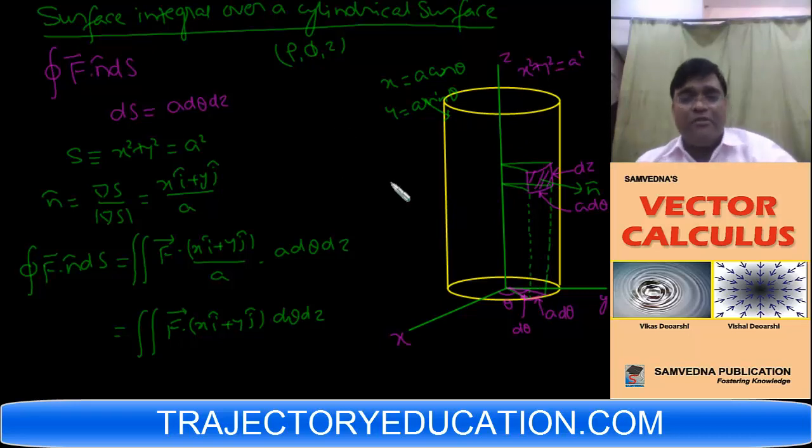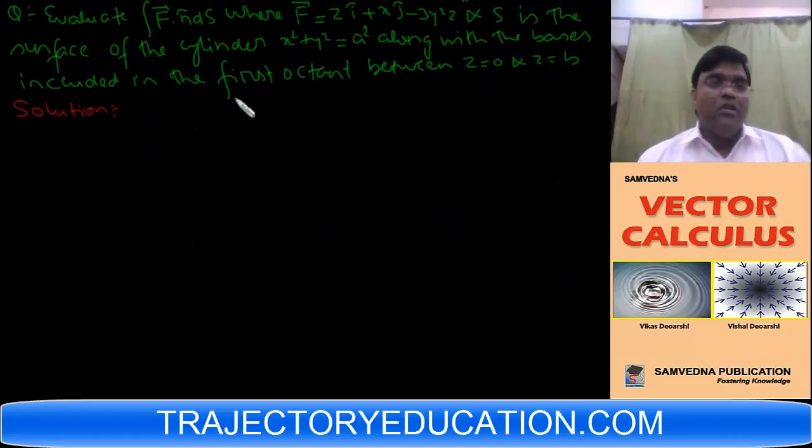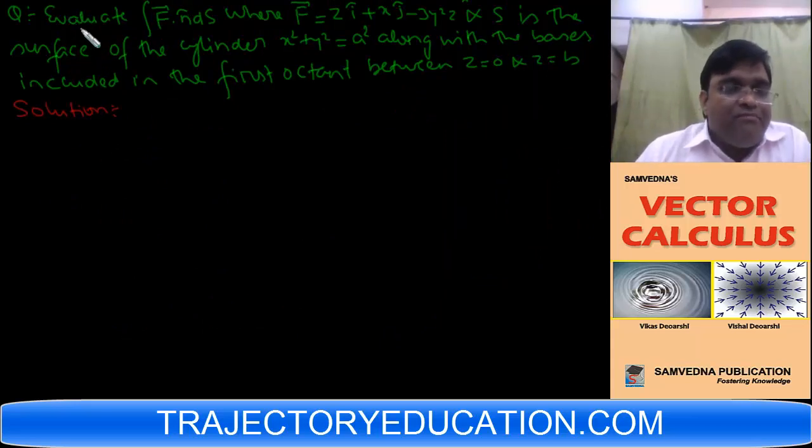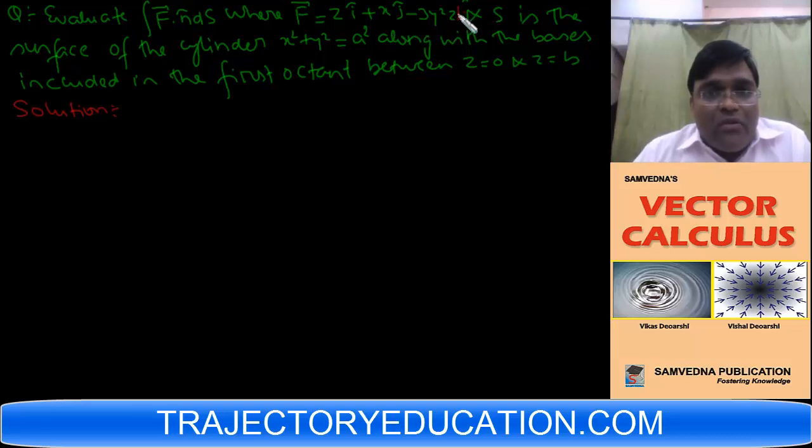I'll take one example which will make it very clear. To make my point understood, I have taken this question. Evaluate the integral of F dot n dS, where F is z i plus x j minus 3 y squared z k, and S is the surface of the cylinder x squared plus y squared equals a squared, along with the bases included in the first octant. So this is the cylindrical surface plus the two bases which are in the first octant.